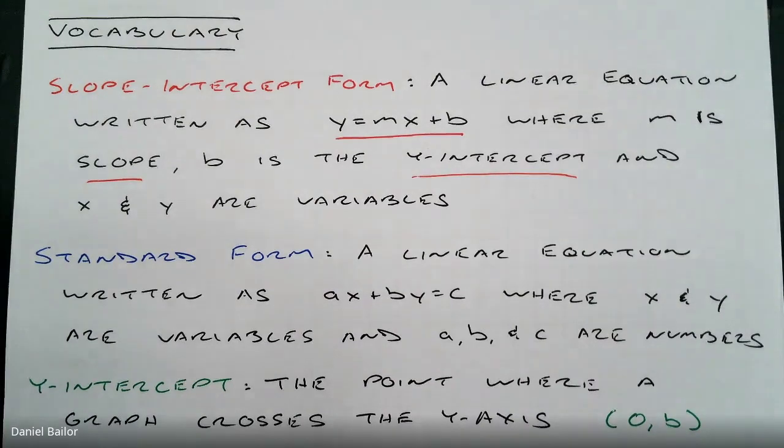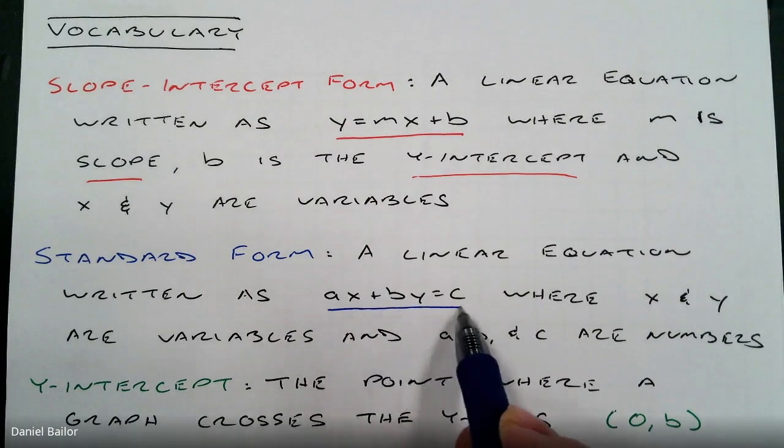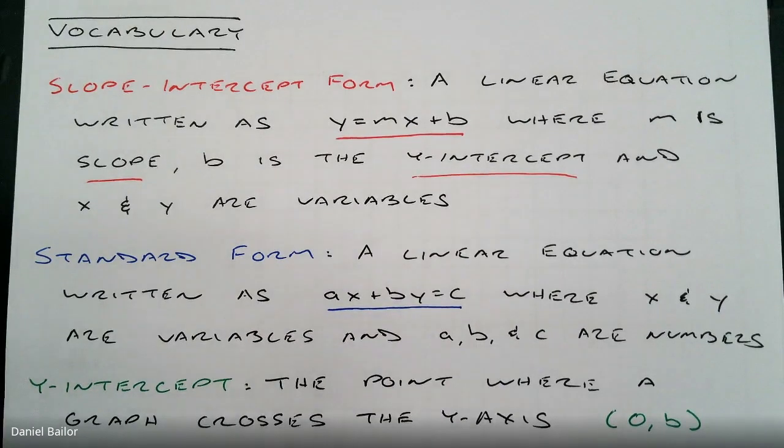The other form we've studied is standard form. Standard form is a linear equation written as ax plus by equals c, where x and y are variables, and a, b, and c are numbers. We're going to work on both of those today and see how they are related. Hopefully you saw at the end of yesterday's lesson 19 that slope-intercept form and standard form can both be used for the same line. We just use our properties to move back and forth between the two. They are the same lines, they just look different.